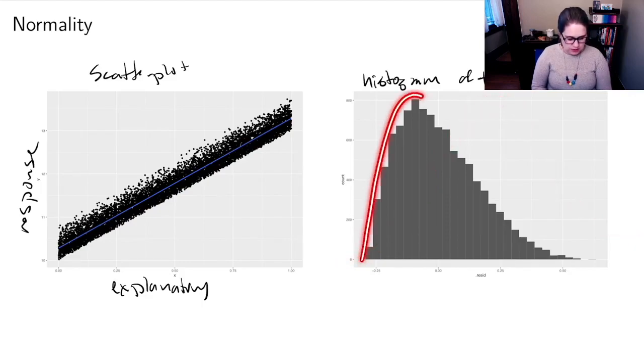This distribution is not bell-shaped. It is skewed. It has a far right skew because the tail is reaching out toward the right. And so this is a violation of the condition. So this looks like the residuals are not normal.